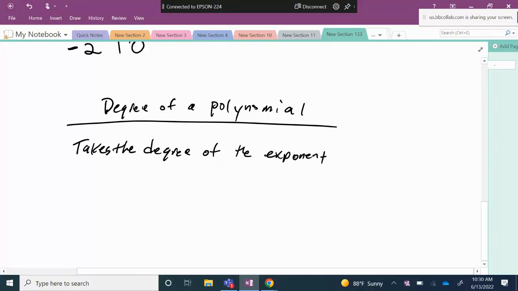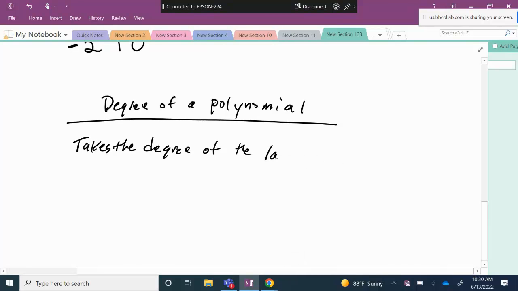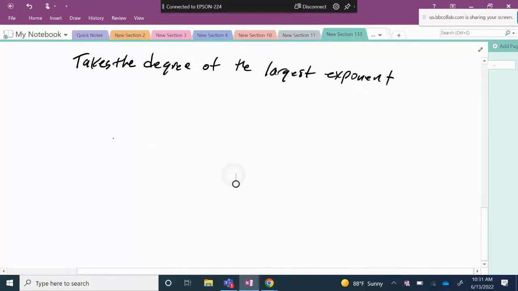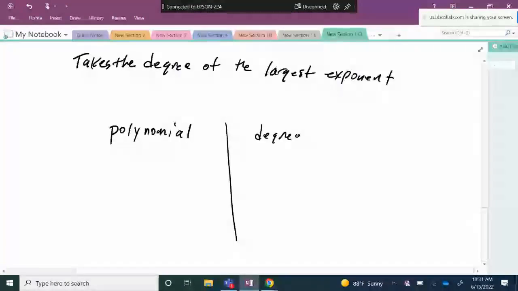Okay, so it takes a degree of the, I should say, largest exponent. So here again, I'm just going to put another chart. On one side, I'm going to put polynomial, and on the other side, we're going to put the degree for the polynomial.